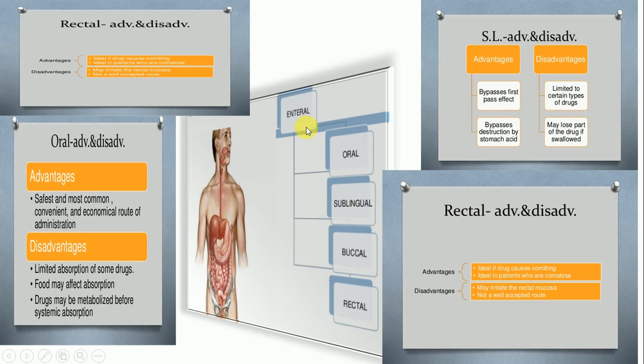Starting with the group of the enteral route, the word enteral means gastrointestinal tract, and therefore we will try to look at the GIT system and its application in the administration of drugs. We have the oral route, sublingual route, buccal route, and the rectal route. Let's start by looking at the oral route.